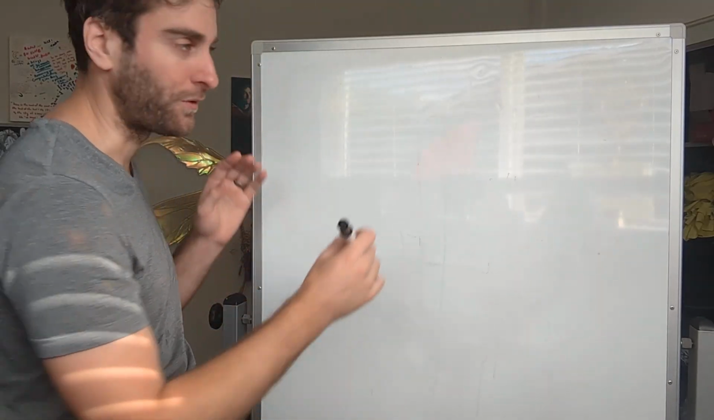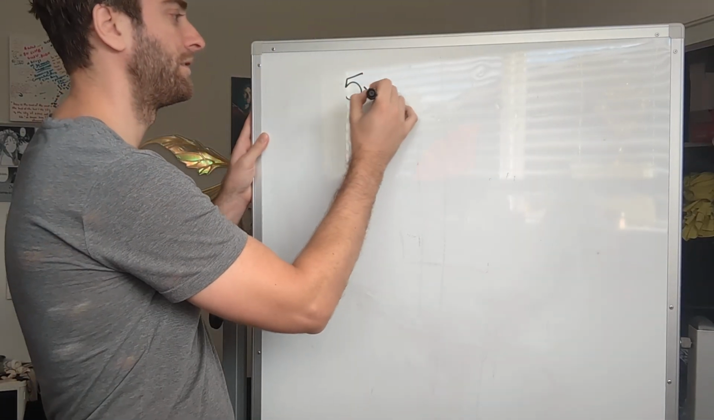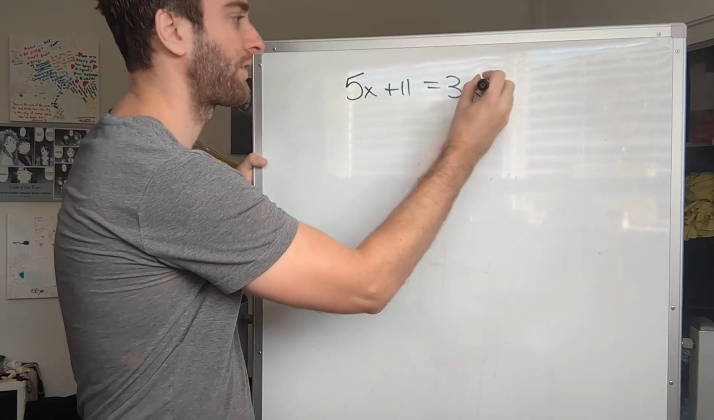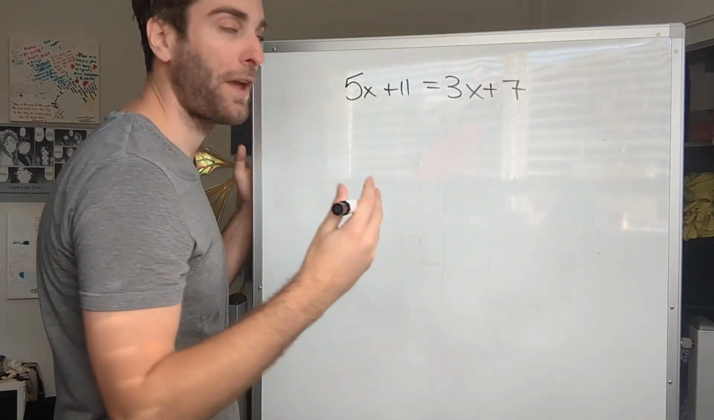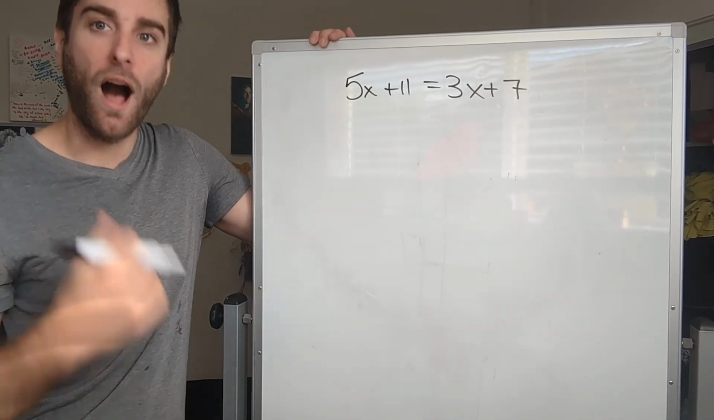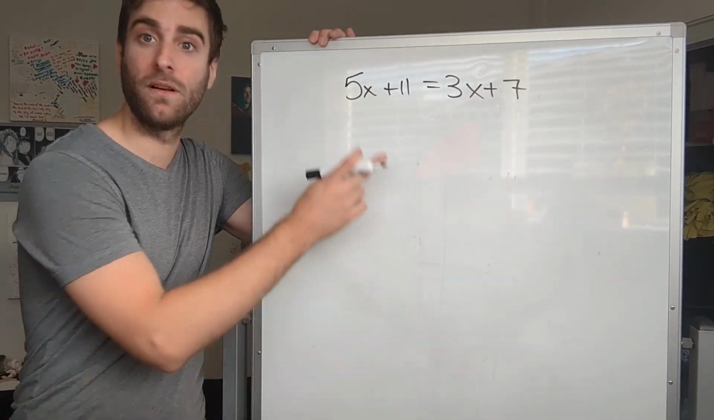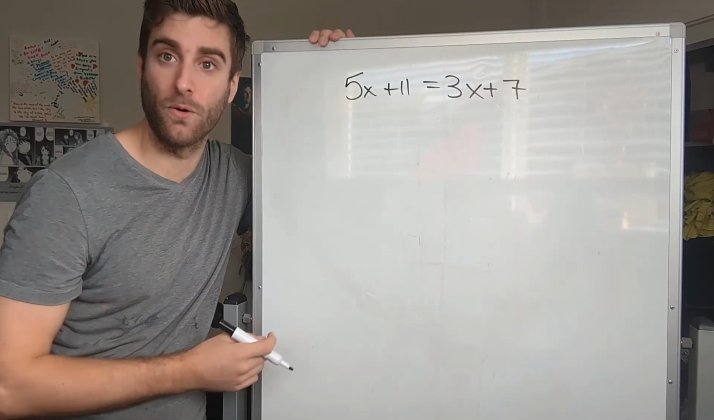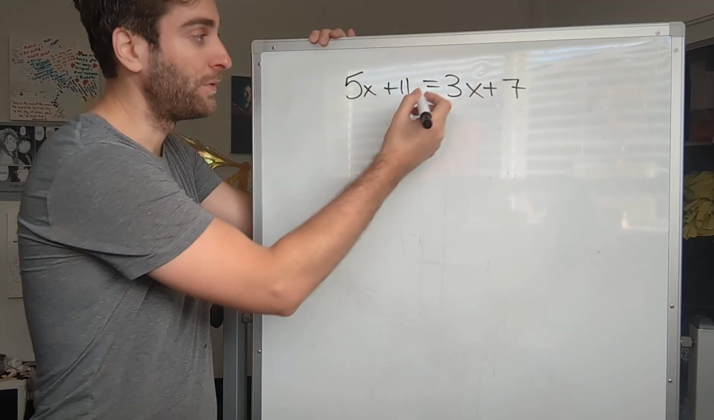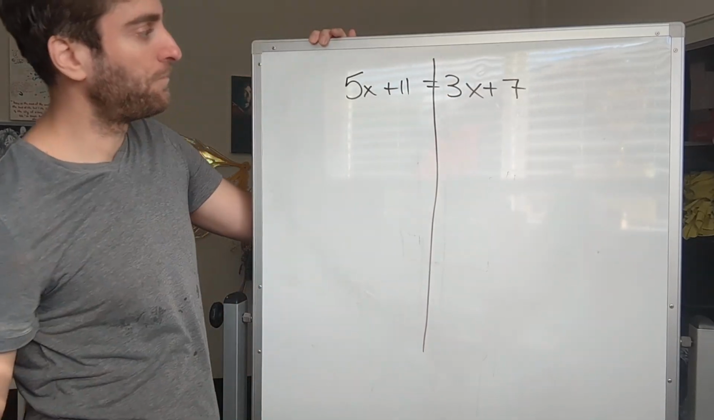Okay. This one. 5x plus 11 equals 3x plus 7. So if you haven't been by now writing these down, following along, I'm going to give you a second, or you can pause, to write down this equation in your notebook. Okay. As you're doing that, we can draw our line down the middle.